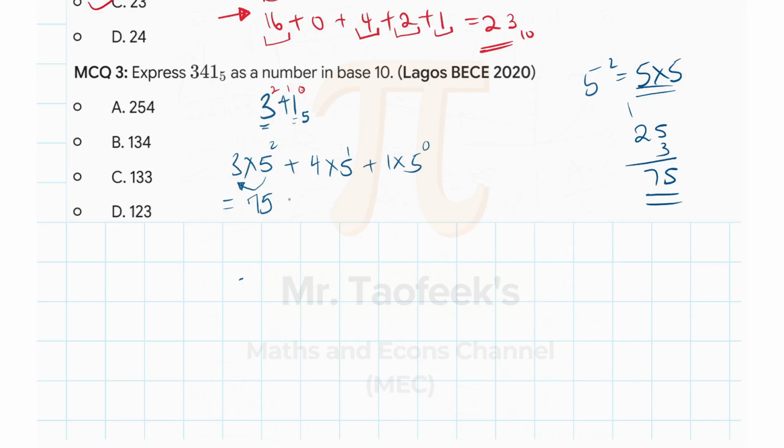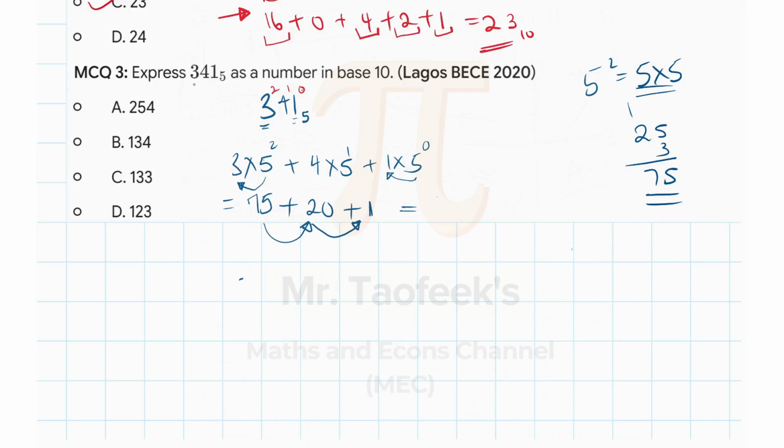So that's 75. Plus 5 to the power of 1 is just 5. 5 times 4 is 20. Plus 5 to the power of 0 is 1. And then 1 times 1 is 1. Anything to the power of 0, just like I explained in the previous question, is always 1 in maths. So the final answer, 75 plus 20, that's going to be 95. And 95 plus 1 will be 96.